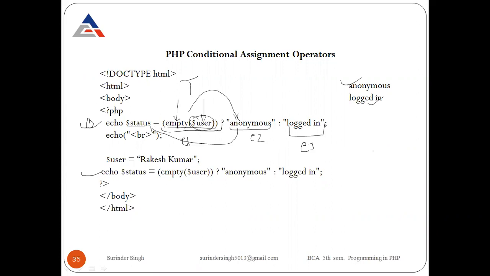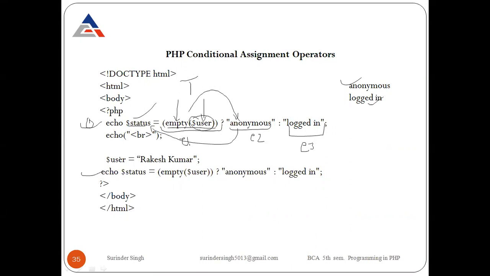Anonymous user, not any logged in user. Clear? And we are printing the status variable, and it prints anonymous. Clear?